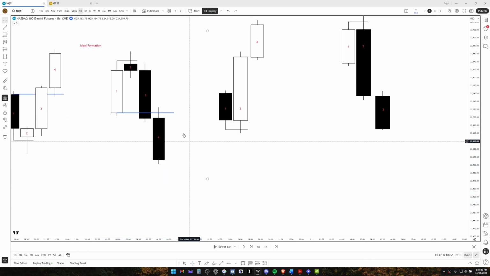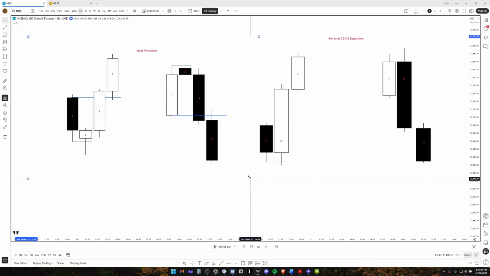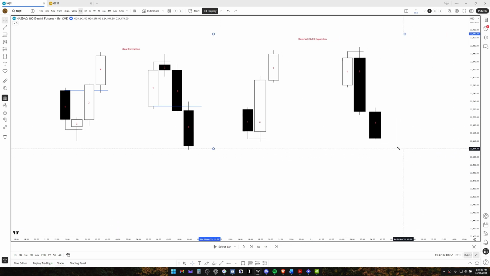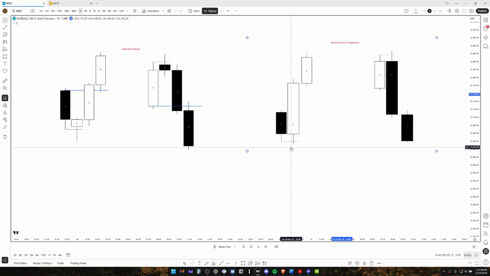It's just that you see both of these, right? Yeah, I can see them. Okay, so both of these act in the same way. It's just that this one, the ideal formation, has both the reversal and the expansion separated. This one just has it together.